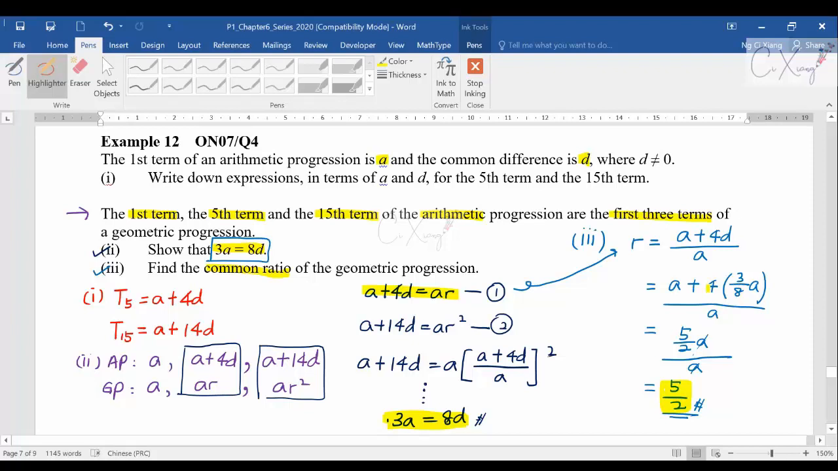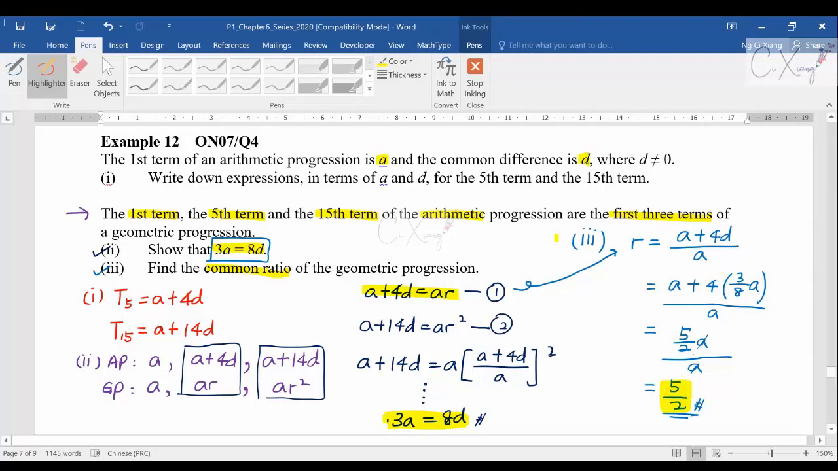Okay, so this is example 12 where they try to combine both arithmetic and also geometric progression together. I hope that there's no question for you all, but if let's say you have any question, of course you can ask me anytime from Facebook Messenger.